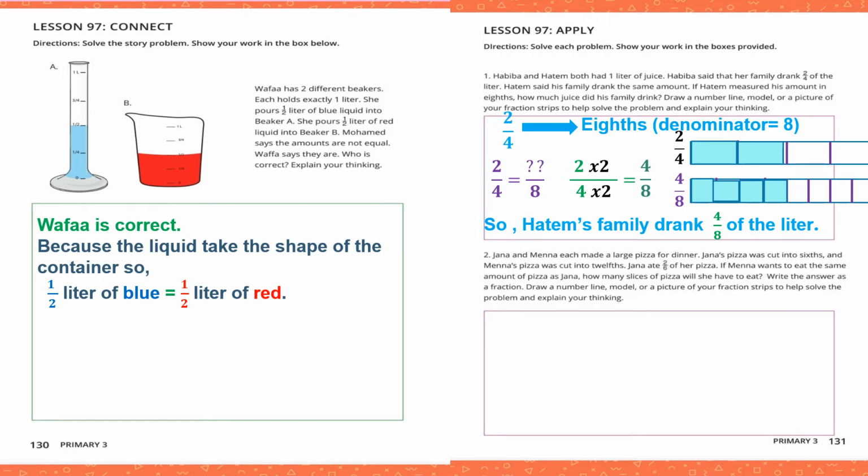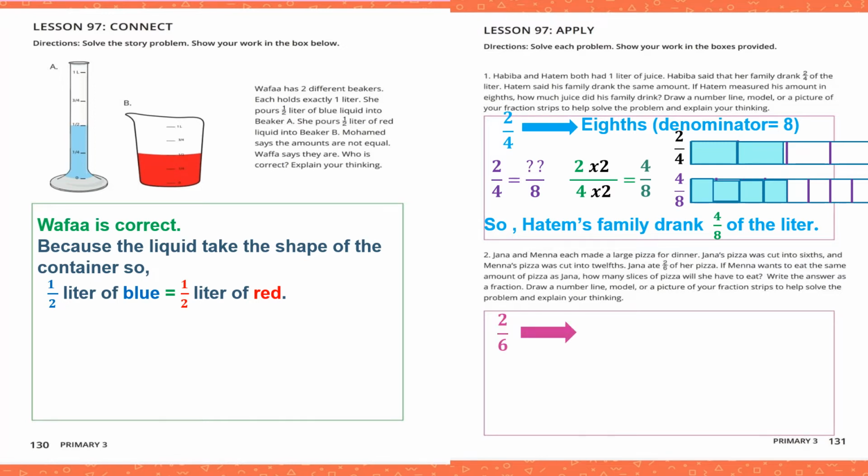Number 2, Jana and Minna each made a large pizza for dinner. Jana's pizza was cut into 6ths and Minna's pizza was cut into 12ths. Jana ate 2/6 of her pizza. If Minna wants to eat the same amount of pizza as Jana, how many slices of pizza will she have to eat?